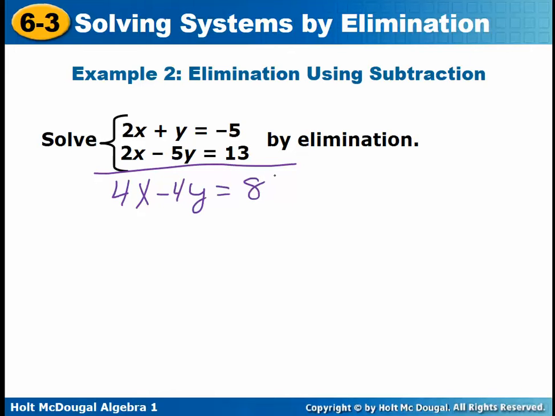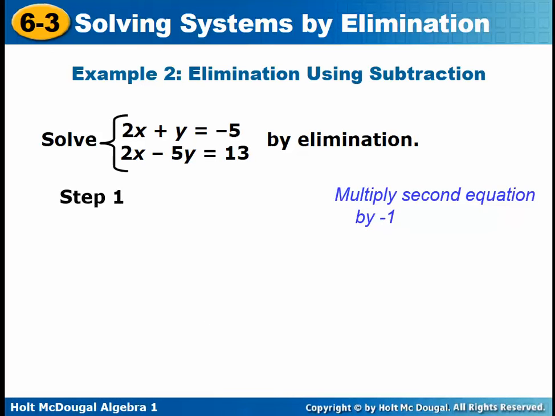It doesn't work. You can't go anywhere. You still have two different variables, an x and a y, so that doesn't do you any good. It doesn't do you any good to just add two equations together unless one of the terms will eliminate. So what we need to do is pick one of these equations to multiply by negative 1. And I just picked to do the second one.